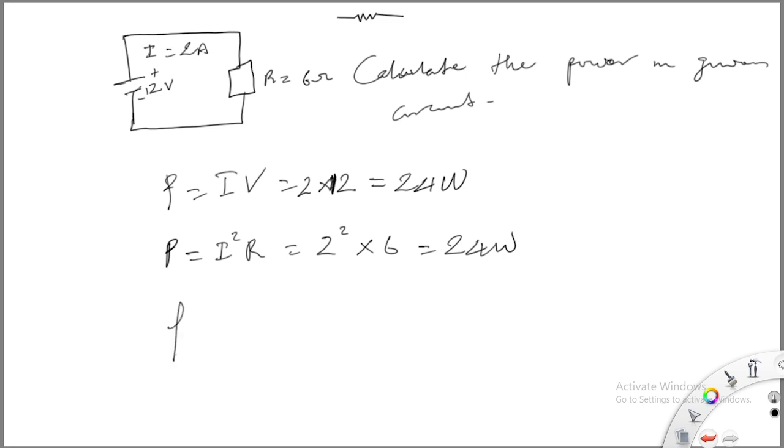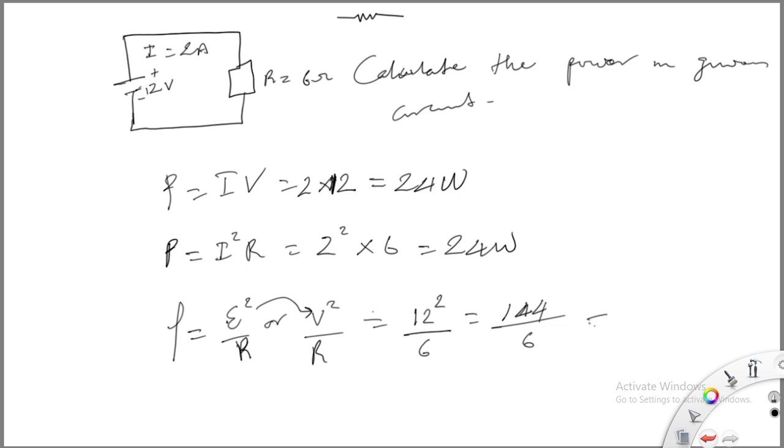In the same manner, you can say P is equal to V squared over R, where, what's the voltage, 12 squared all over what, 6, which is equal to 144 over 6, which is equal to 24 watts. So you see, either way we go, our answer is giving us the same thing. So let's look at another simple example so that you would understand more.